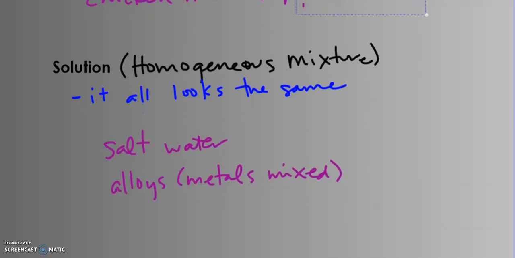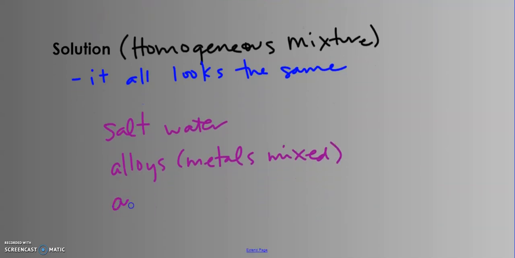Air, they don't just have to be solids or liquids. Air is a solution. There's different gases in the air. Sometimes we talk about air being a gas. Well, yes, but it's made of different gases like oxygen, carbon dioxide, nitrogen. Those are all in the air around us, all mixed together, but it all looks the same. So those are the 4 classifications. We'll lay this out more and talk about it more in class with more examples.